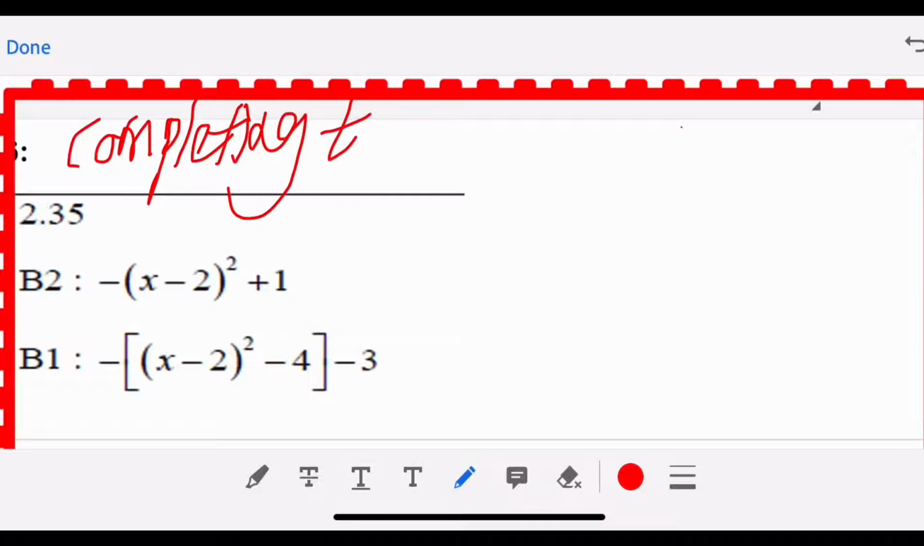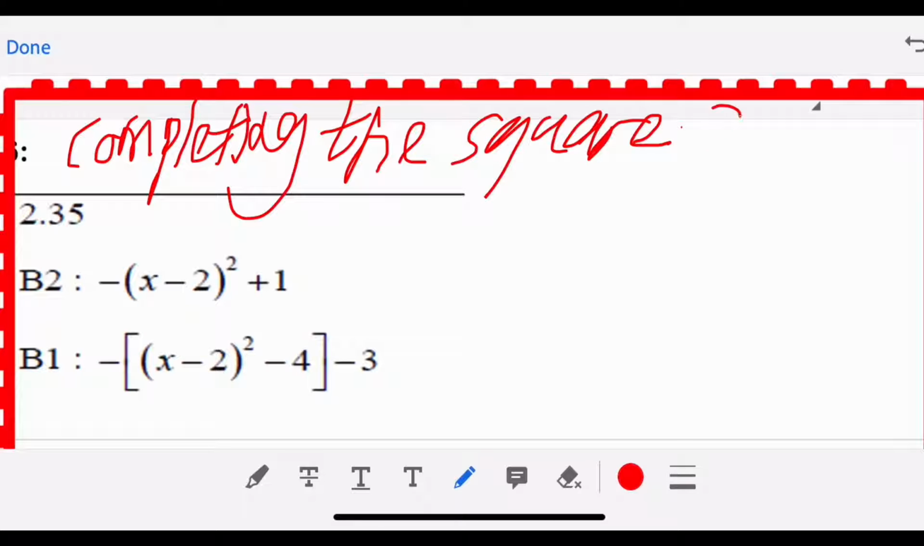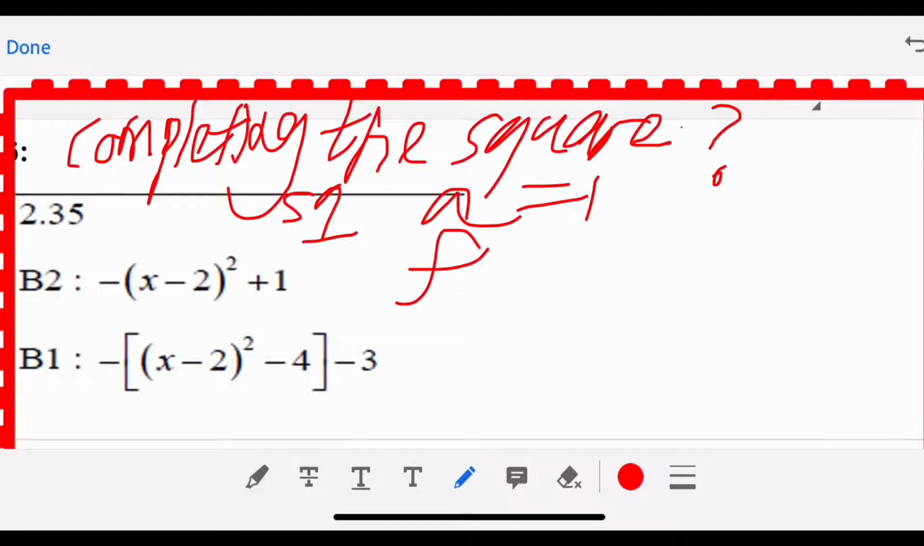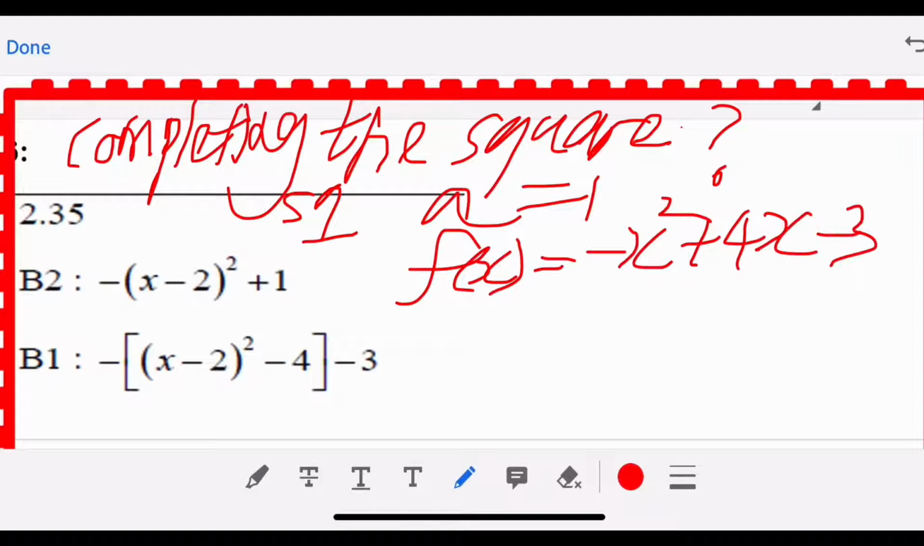Now I want to revise how to do completing the square. Maybe some of you have forgotten already, right? Step 1 is you must make sure a is 1. The function given is f(x) equal to negative x squared plus 4x minus 3. That is a negative, so it's not a positive one. So we have to factorize the negative.